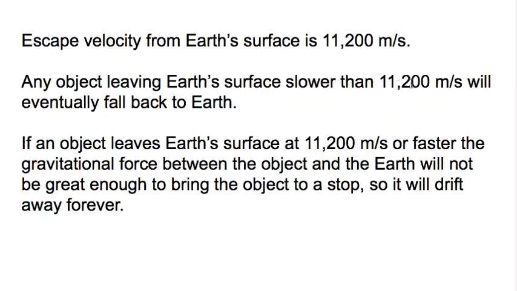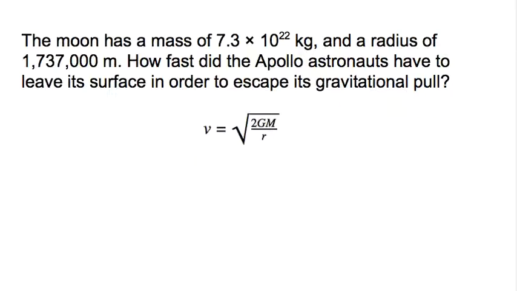However, if I throw it at this speed or faster, gravity never has a chance to quite slow it down. It slows down, but it gets farther away, and gravity gets weaker. It slows down a little bit more, but gravity gets weaker, and it never quite slows it all the way down to 0. Therefore that object has essentially escaped from Earth, and it's never going to fall back.